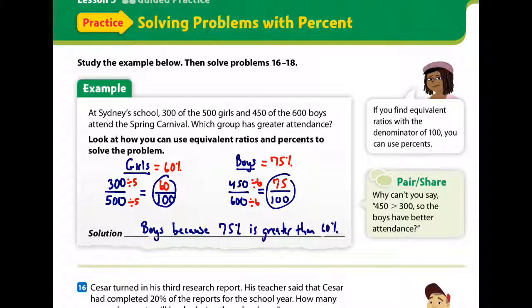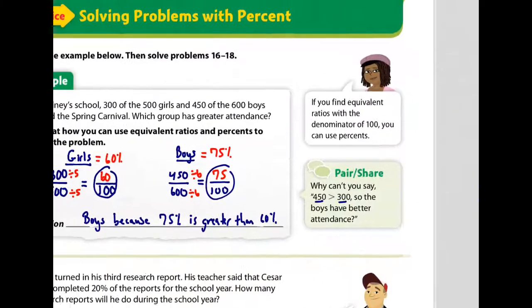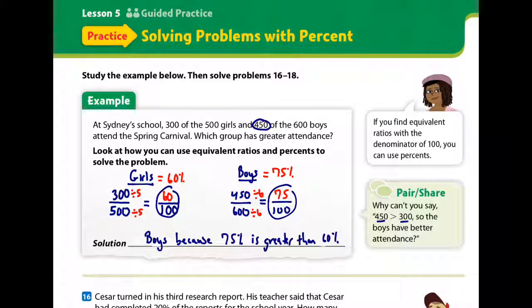Now we are going to talk about the pair share here, so let's read this question. It says, why can't you say 450 is greater than 300 so the boys have better attendance? So what they're saying is, all right, there were more boys than girls who attended, so why not just say the boys had the greater attendance?